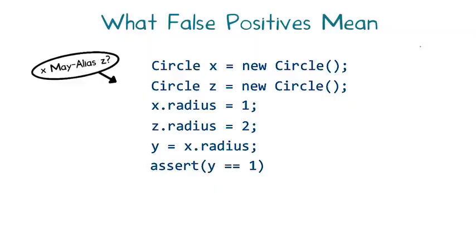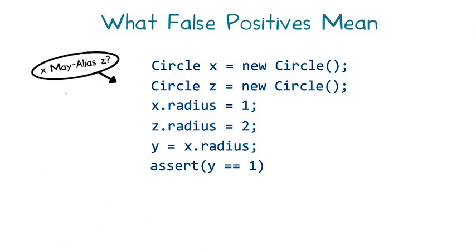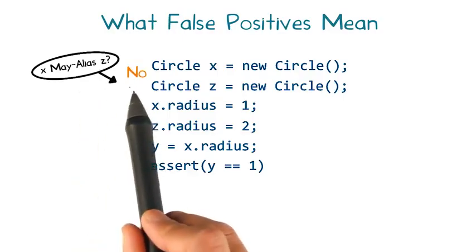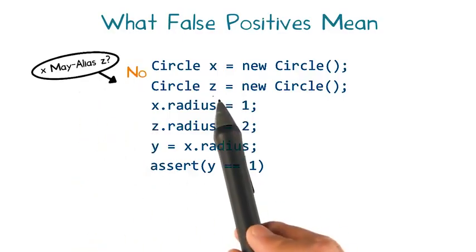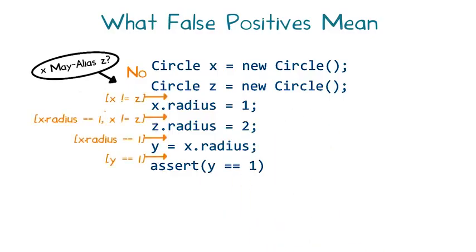A shorthand version of this question is the Boolean function x may alias z. This function returns no if there is no possibility that x and z are aliases, as is the case in this example. Take a moment to convince yourself that this answer enables our data flow analysis to eventually prove this assertion at the end of this program.